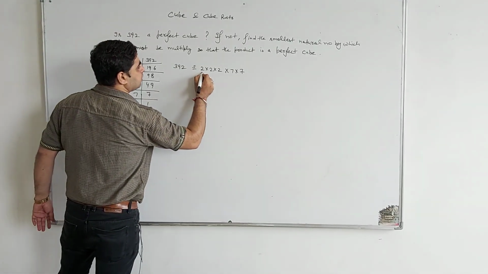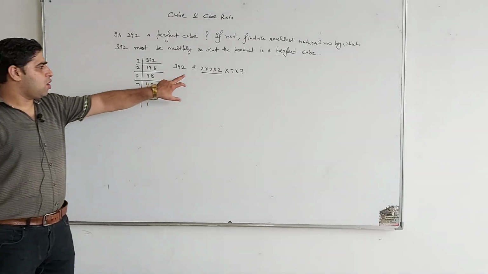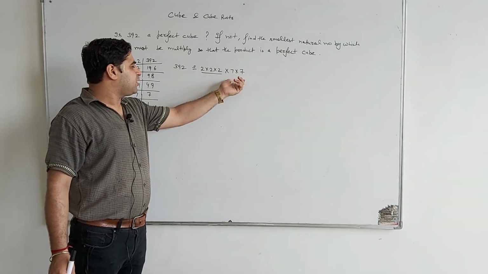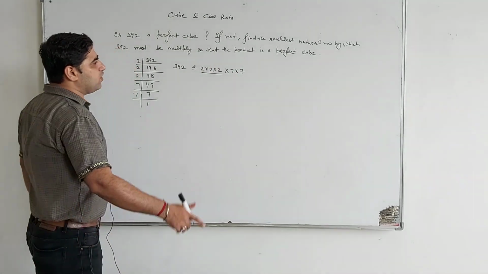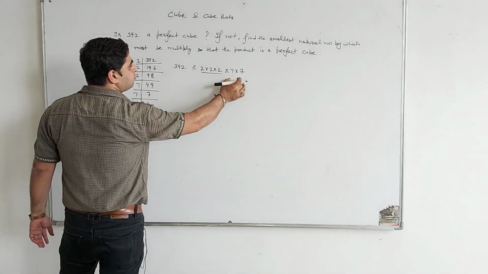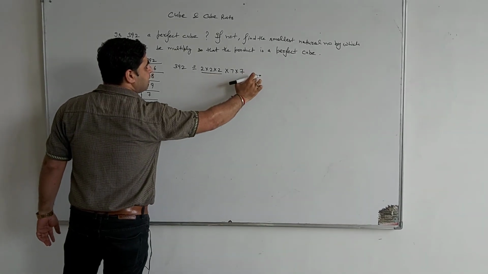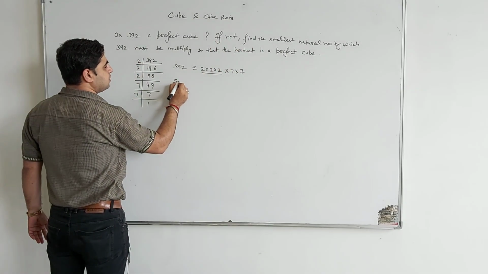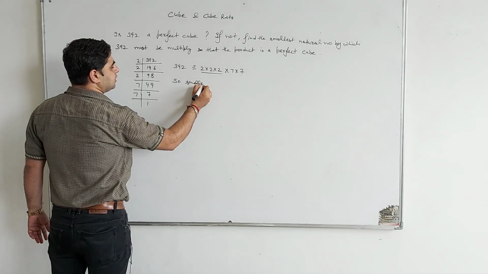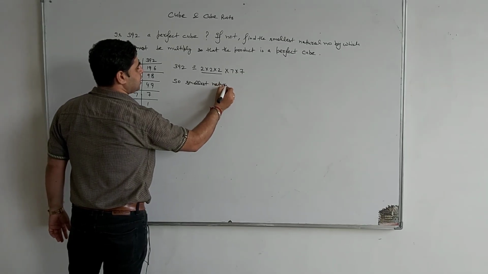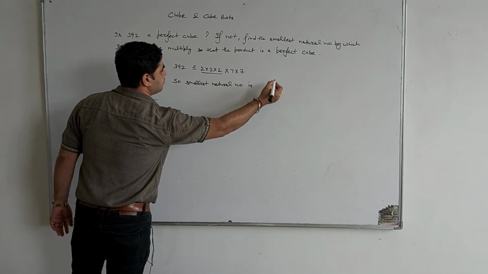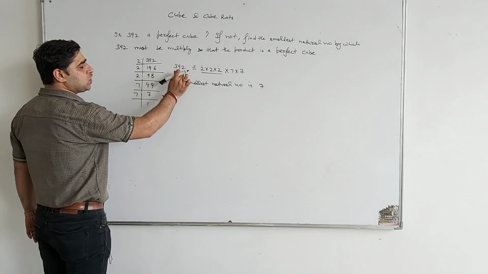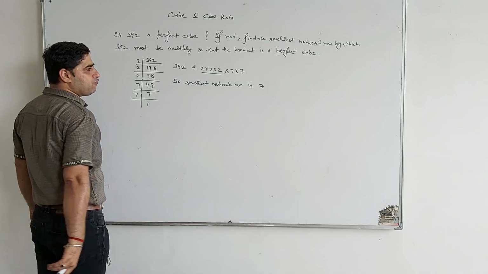So here only one cube will be formed out of the 2's, and the 7's do not make a cube. So what is the smallest natural number? We have to multiply by 7, then it makes a perfect cube. So the smallest natural number is 7. When we multiply by 7, it makes a perfect cube.